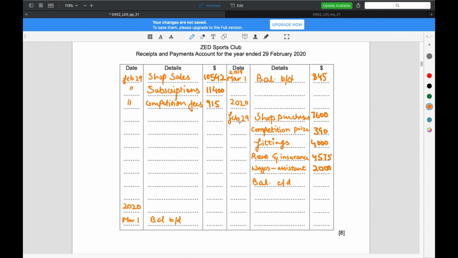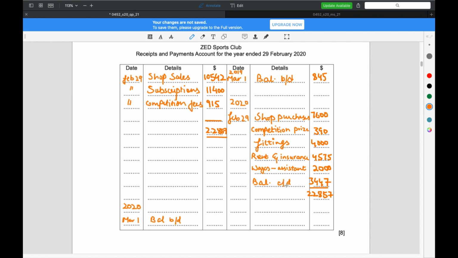And then when you balance this all down, this side is going to total 22,857, and this one is also going to total 22,857. And then you can calculate the balance carried down by deducting the sum of these from 22,857. That is going to give you a carry down of $3,447, and that is going to be the answer for this.